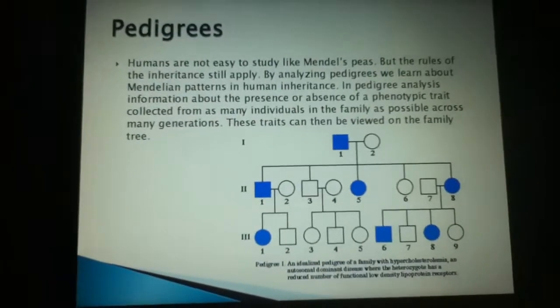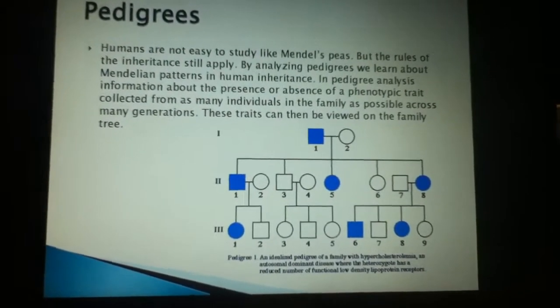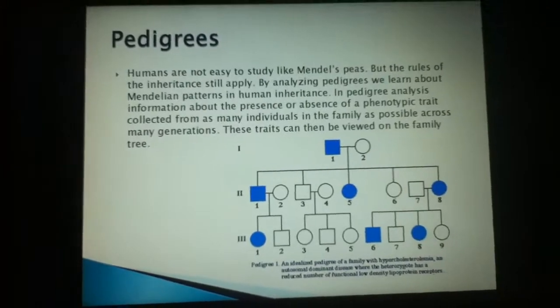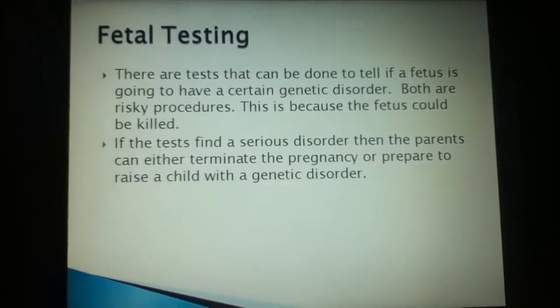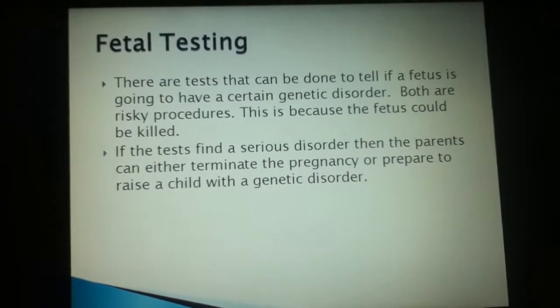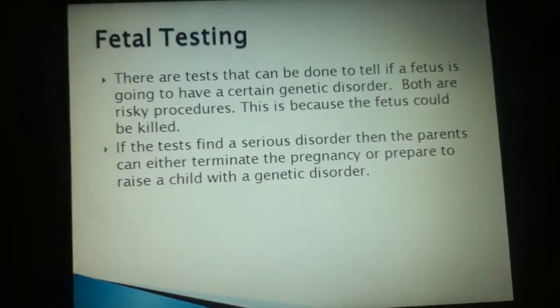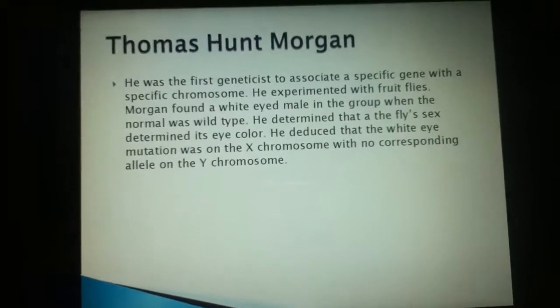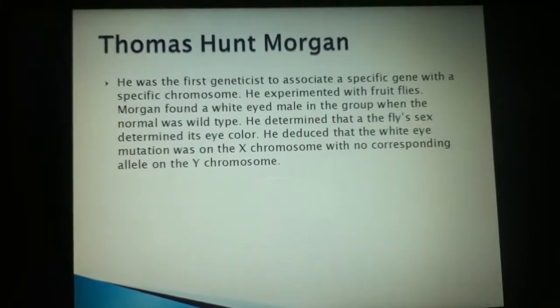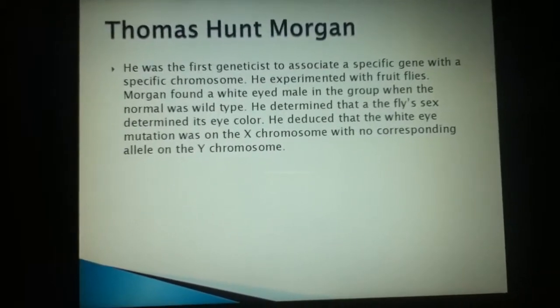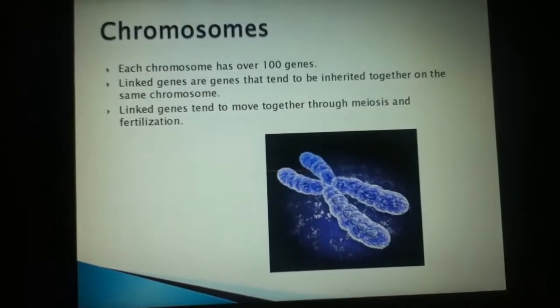Pedigrees are charts that show phenotypic traits collected from many individuals in a family over many generations. Fetal testing is when they test to see if the fetus has a certain genetic disorder. Thomas Hunt Morgan was the first to associate a specific gene with a specific chromosome. He found this by experimenting with fruit flies.